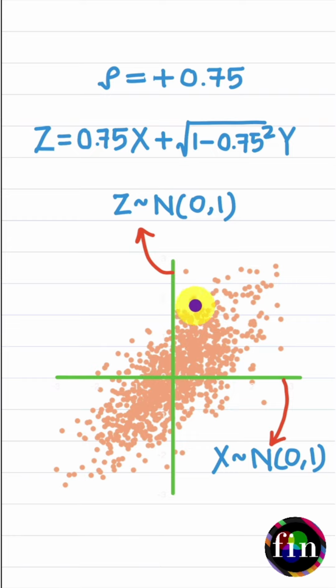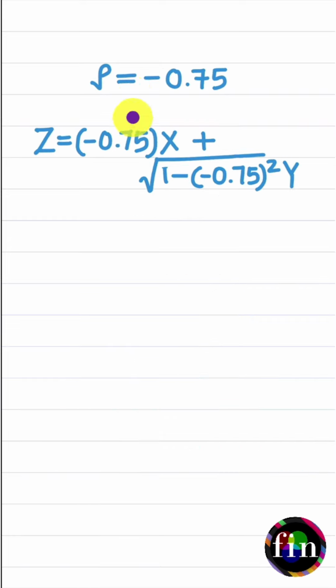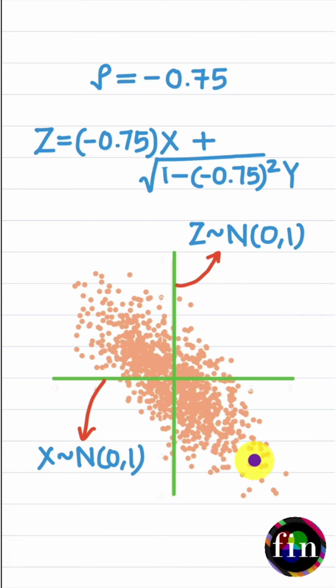If I repeat the same exercise, this time for rho equal to minus 0.75, in which case this is how z will be constructed, again the scatter plot between x and z gives me this visual comfort that the correlation between x and z is this negative value of minus 0.75.